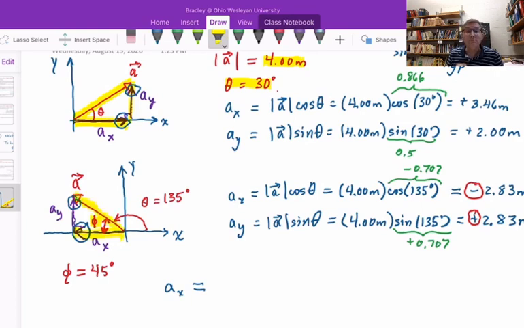So I'm still going to use cosine. Cosine is length of adjacent over length of hypotenuse. Okay? And I'm going to just take length of hypotenuse times cosine phi. So far it looks like what I did up above. However, the phi I'm going to put in here is 45 degrees. The cosine of that is not going to be negative, but I know already that the a sub x is negative here. When you use this approach with this angle phi like this, you have to put the negative sign in for that x component by hand.